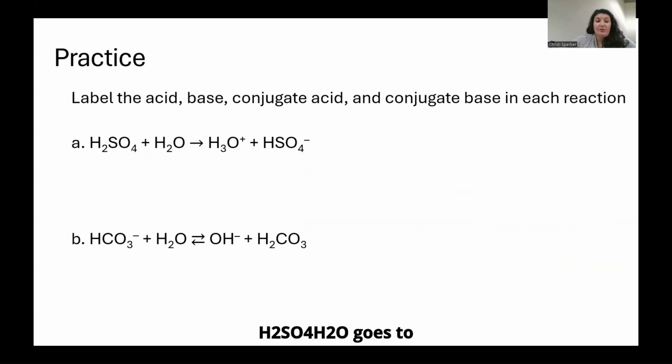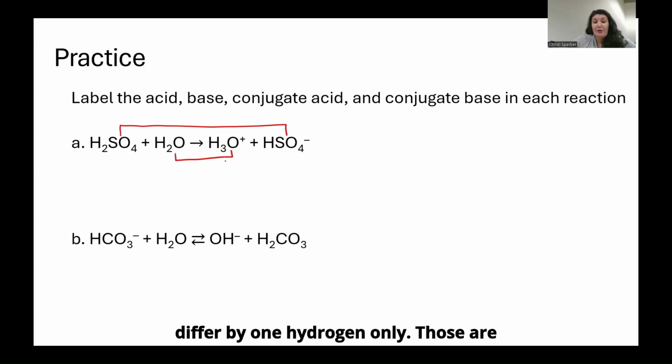So we have H2SO4 and H2O goes to H3O plus and HSO4 minus. We have H2SO4 and HSO4 minus. They differ by 1 hydrogen only. And H2O and H3O plus differ by 1 hydrogen only. Those are our 2 conjugate acid-base pairs. Now, in order to determine the acid and base, we need to see which reactant donated their hydrogen. Which one lost a hydrogen?